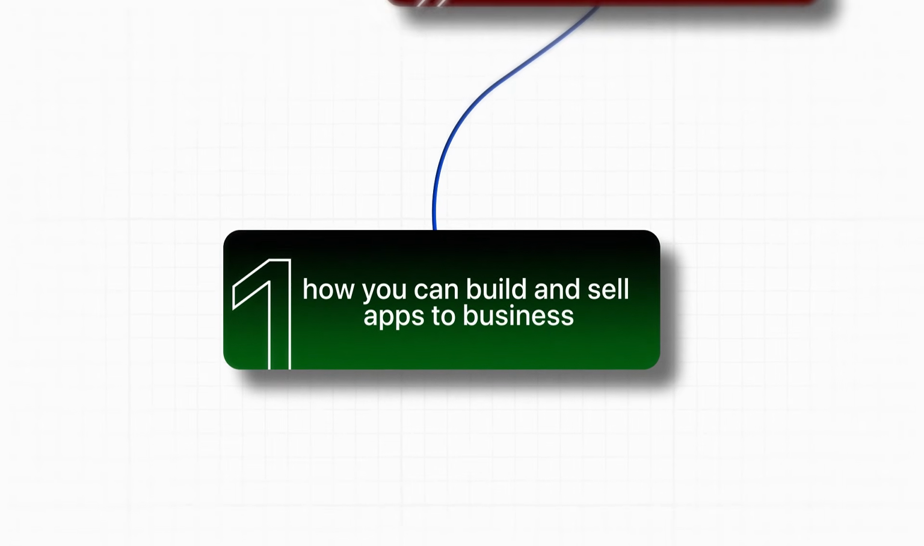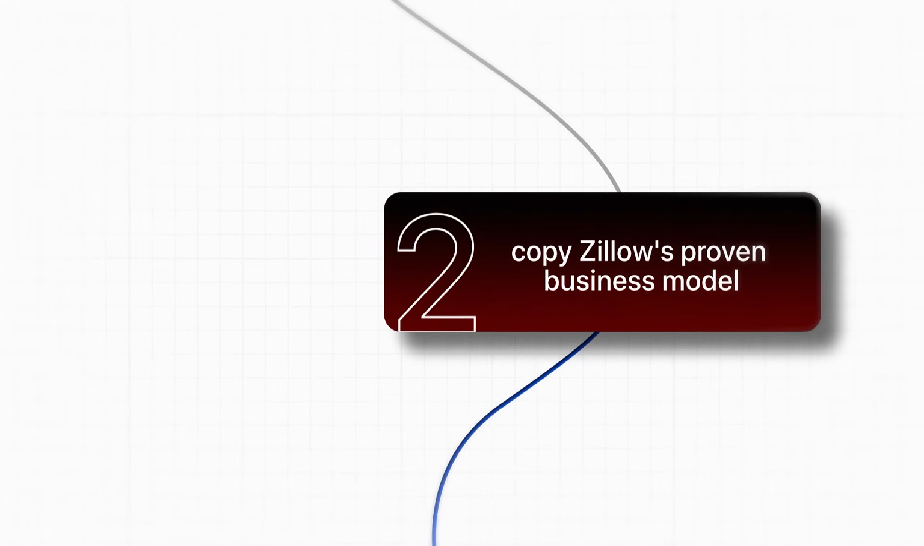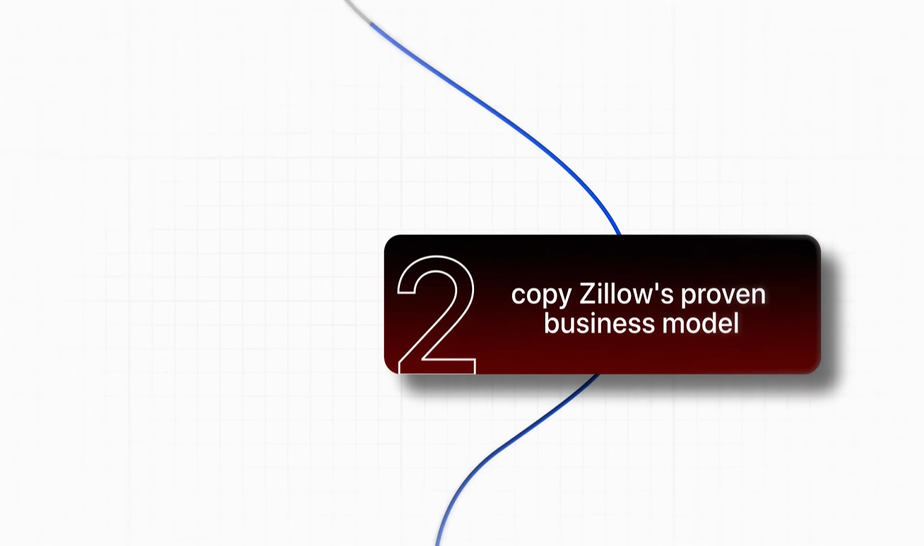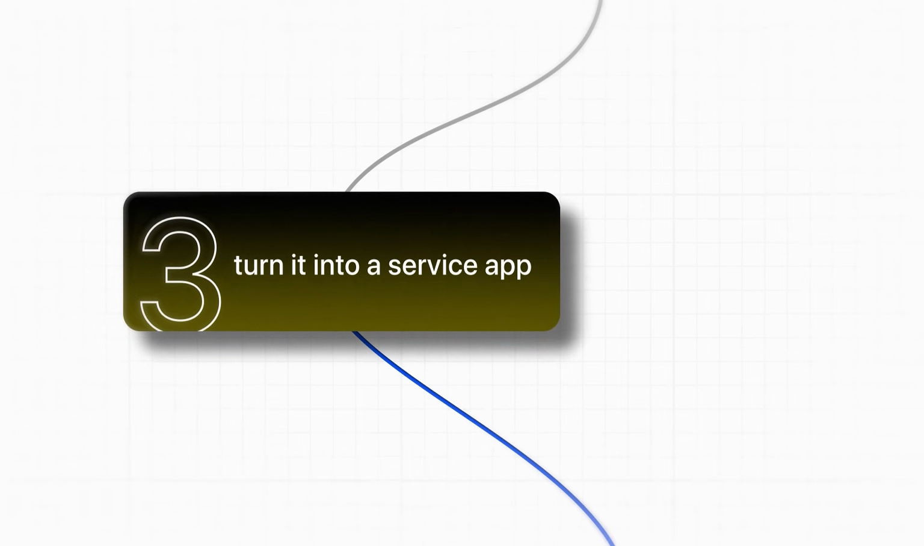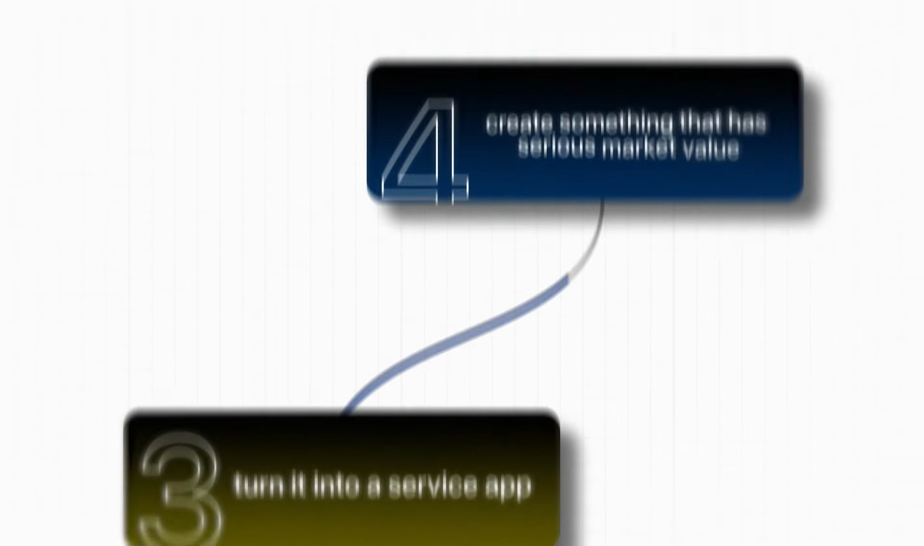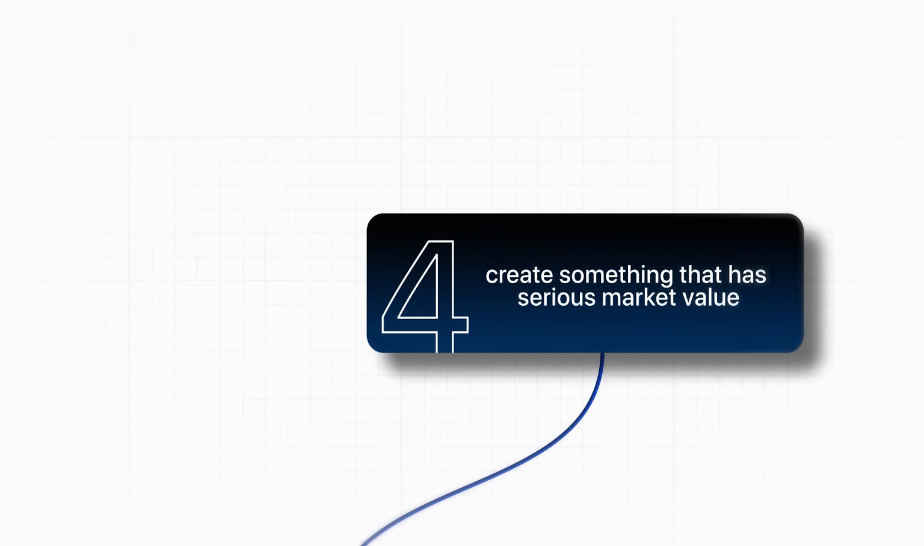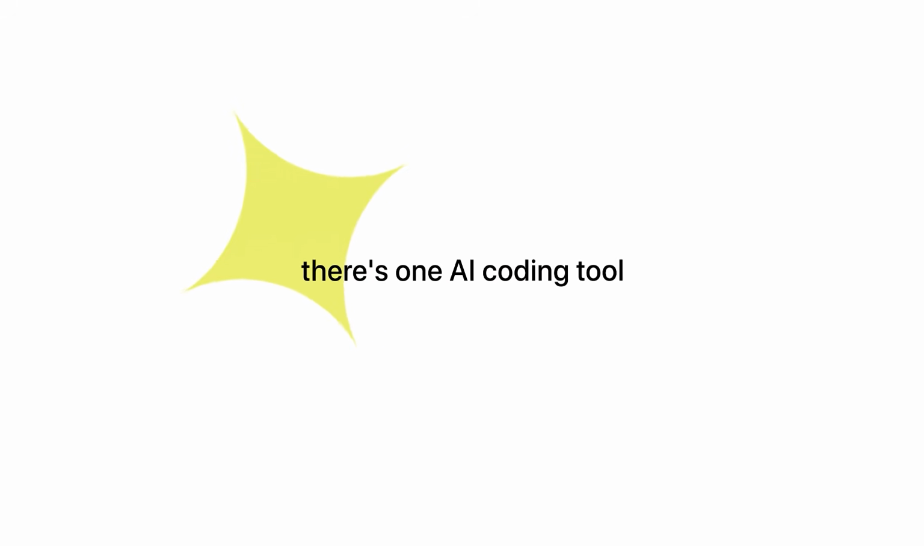I'm going to show you how I discovered a way to copy Zillow's proven business model, turn it into a services app for local businesses, and create something that has serious market value. And the best part, no coding required at all whatsoever. Because most people think that you need years of coding experience to build professional apps. But there's one AI coding tool that's completely changed the game right now, and it can replicate features from million-dollar platforms in just minutes. And here's what's even crazier.